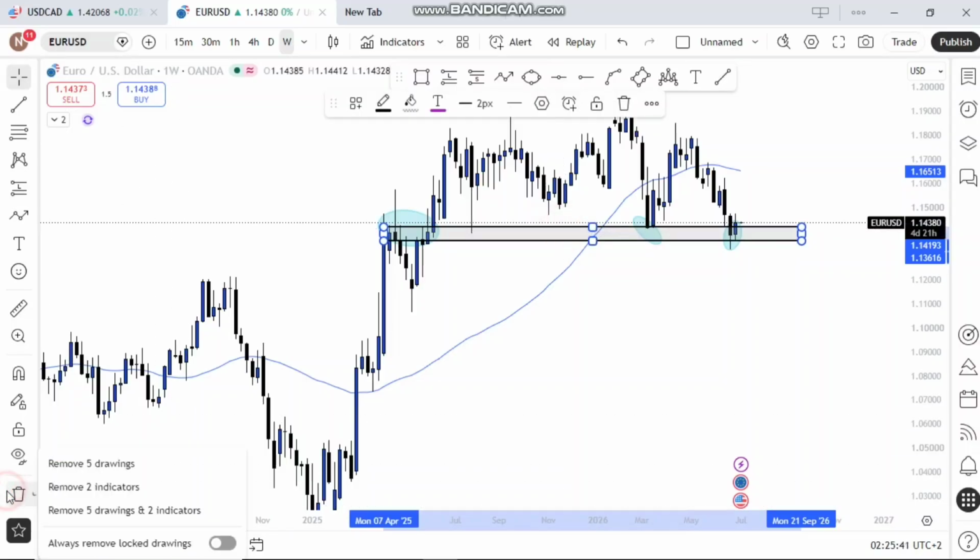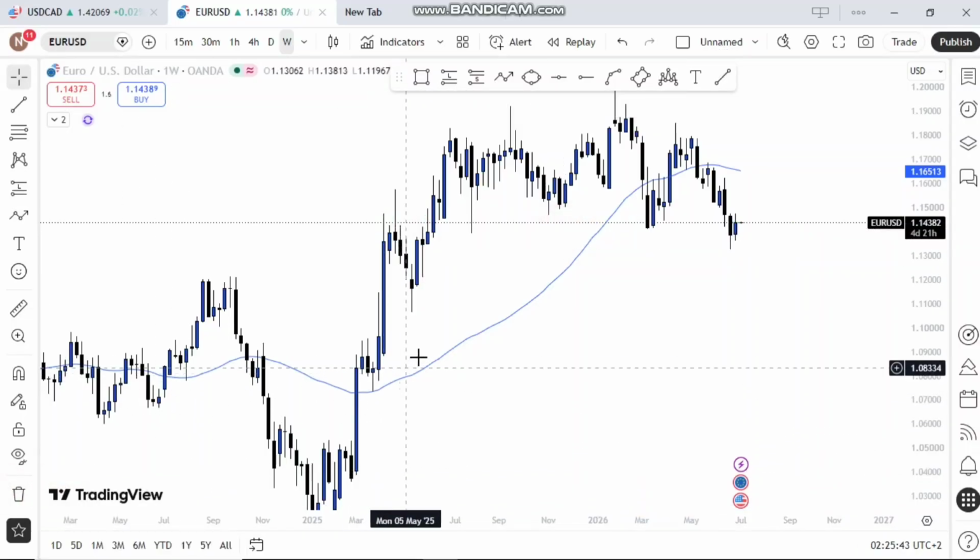Now, what I've got here is GBP. It's EURUSD. I'm going to analyze EURUSD to see the trade updates I'm going to be taking this week.